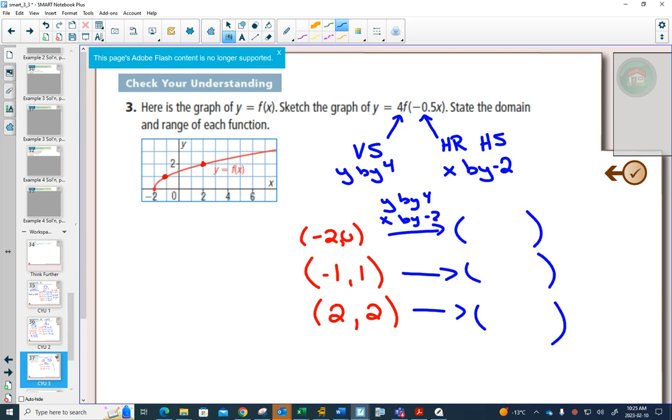What's going to happen? Well, x values by -2, that would become +4, +2, -4. My y values by 4, this would stay 0, this one would become 4, and this one would become 8. I can now label those points. 4, 0, 2, 4, and -4, that's actually off the charts here, -4, 8, that would be somewhere up there.